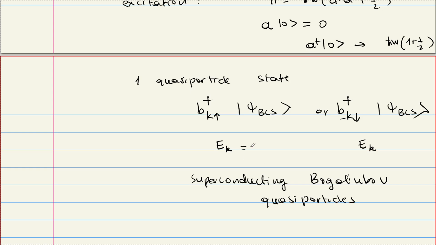And the energy, let me also write what they were. This is the square root of psi of k squared plus delta squared. And this one too. They have the same energy, because psi of k is h bar squared k squared over 2m minus mu. Mu is the Fermi level, or the chemical potential, and psi of k is equal to psi of minus k. So both of these quasi-particles have the same energy.